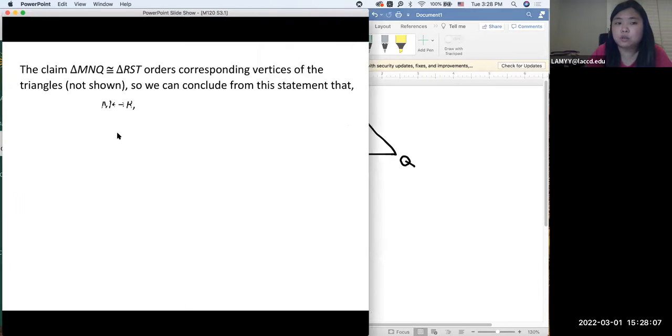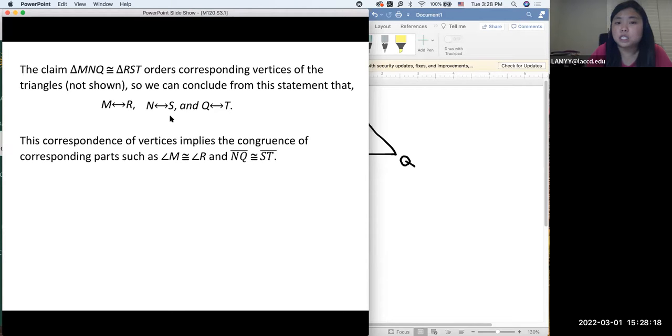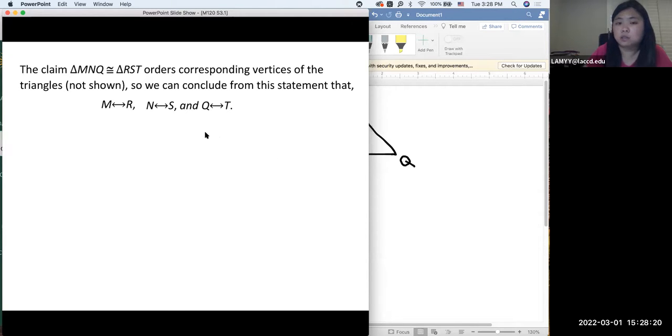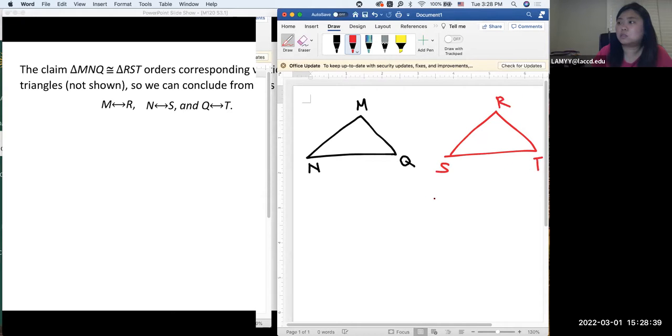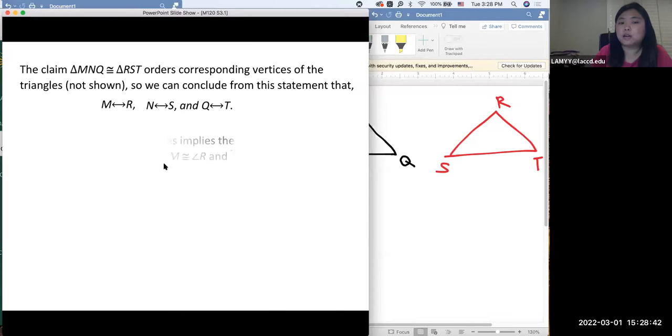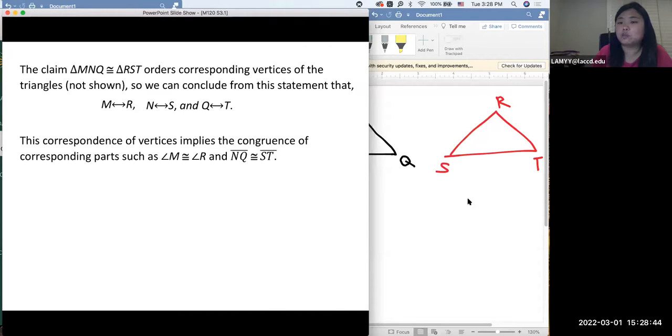Okay, so check your work. You should have an M corresponding to R, right? And then N corresponding to S, Q corresponding to T. Okay. So when I draw another triangle here, that will be R, S, T. Okay, so that's why I could conclude that angle M is congruent to angle R.